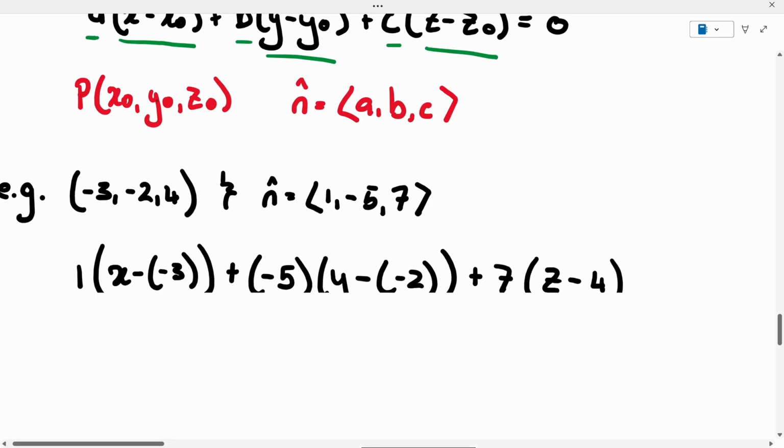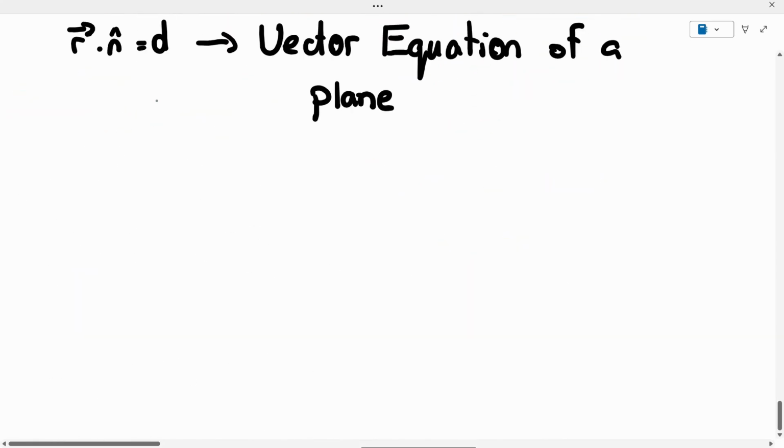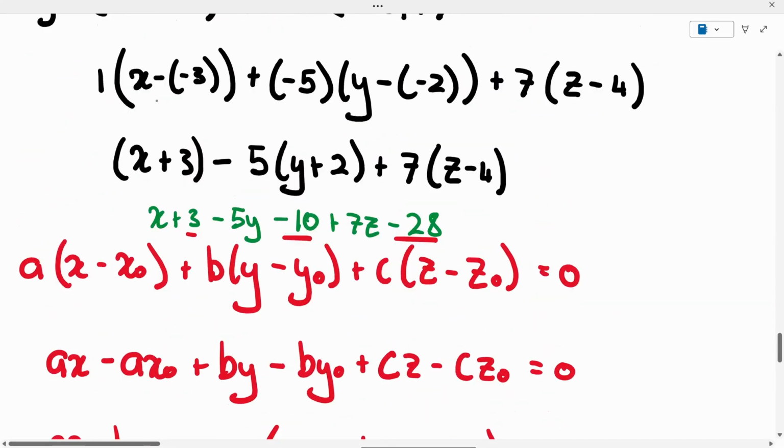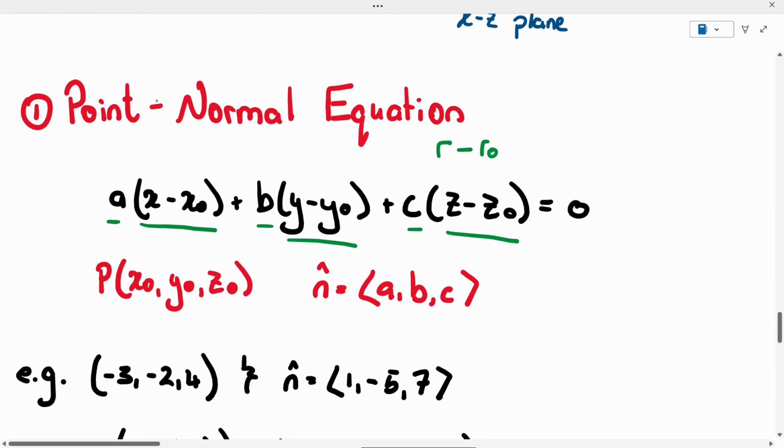So another way we could write the vector equation is actually R minus R0 dot product N. That's another way we could write it. And when we write it in this form, it's no longer equal to D, right? It's equal to 0 because look where we took it. We took it from A into X minus X0 plus B into Y minus Y0 plus C into Z minus Z0 is 0.